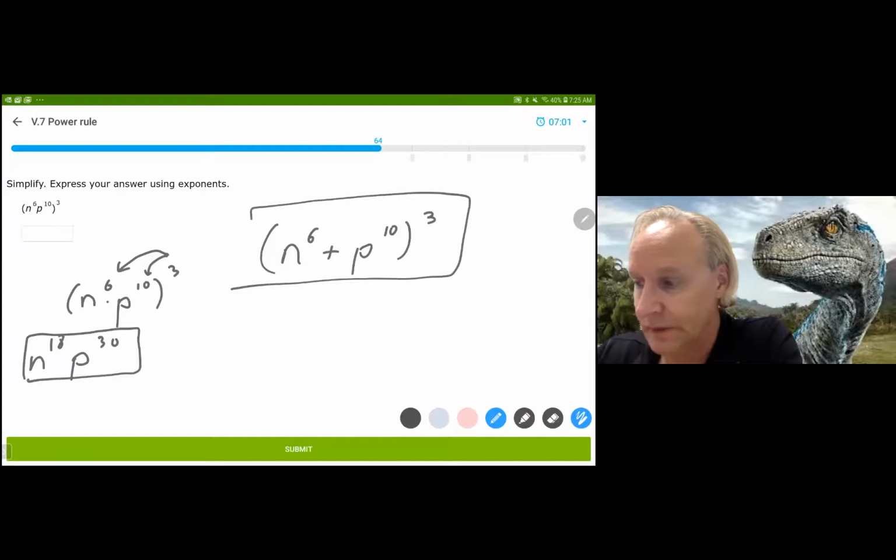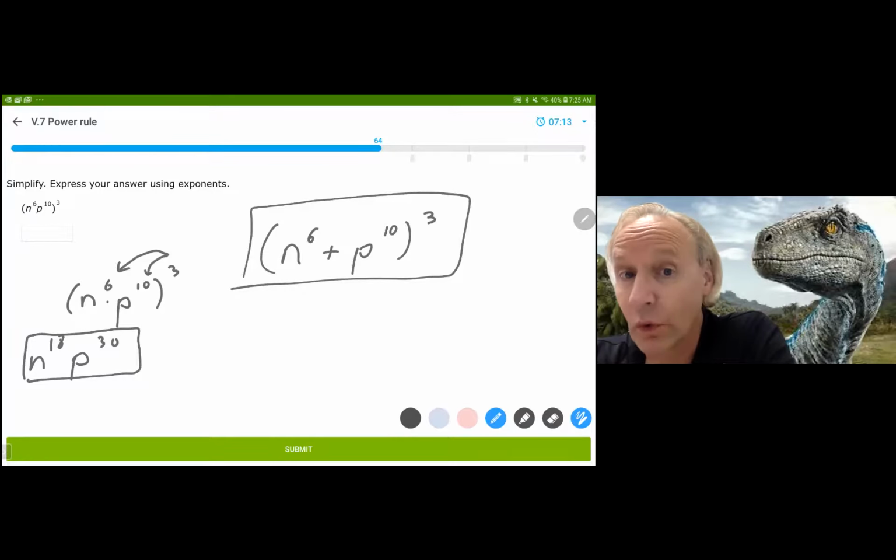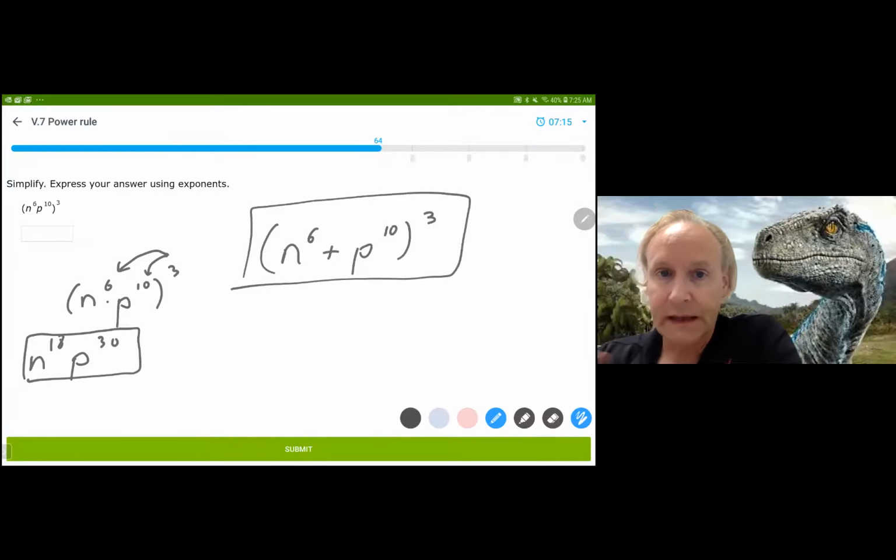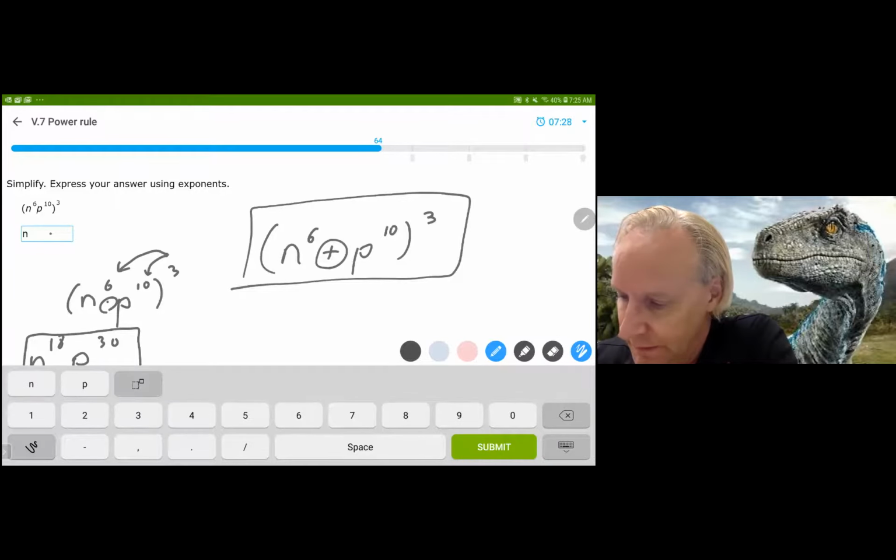Now, the problem is that that is not the same thing as this. This is actually going to be a big polynomial. It's to the 3rd power, so it's actually going to have 4 terms altogether. And it's going to be a major problem. You cannot distribute that 3 to those exponents because it's over addition, not over multiplication. So just be careful. N raised to the 18th.